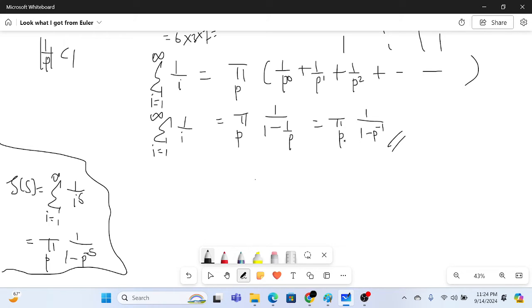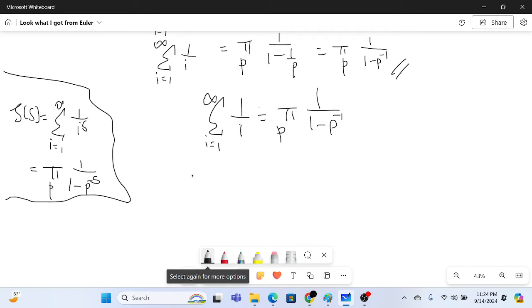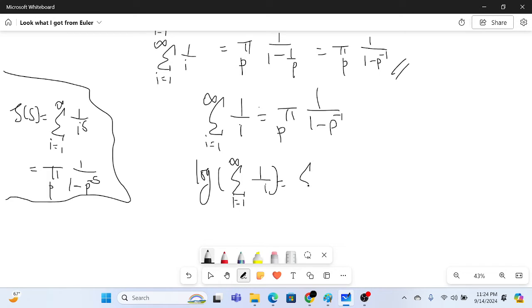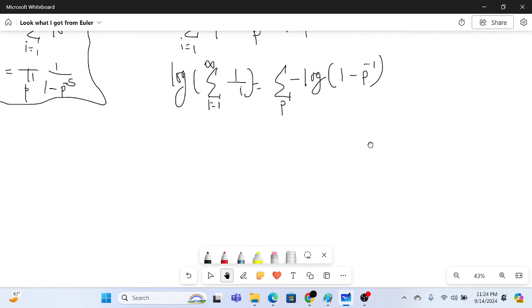Now, after we know this, to find the sum of inverse primes, I will take log on both sides. I think that makes sense to you guys too. If we take log on both sides, log of the sum from i equals 1 to infinity of 1 by i will be equal to the sum over primes of minus log of 1 minus 1 by p, because I'm going to invert it. After this, we have converted the product into a sum.